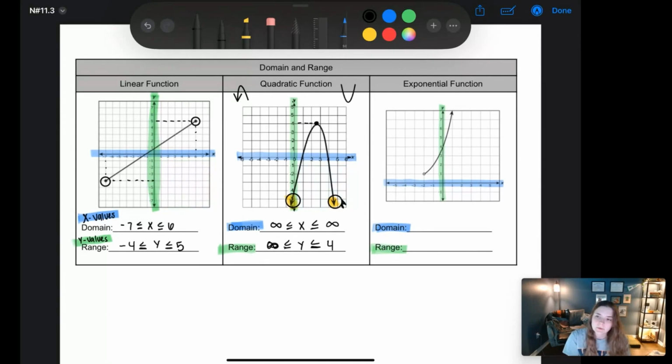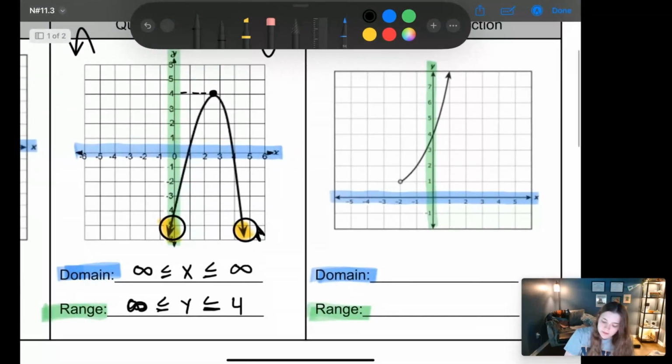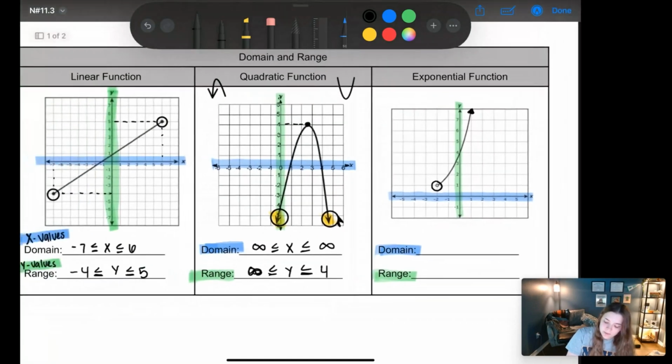We've talked about linear, we've talked about quadratic. Let's look at our exponential function. First, I can already tell, well, that point's open, so it's not going to be included. This one goes on forever, okay? So when I look at my domain, I look at my x values, okay? -2. That's where it starts. But -2 is not included since that point is open, so we just put less than, x, less than.